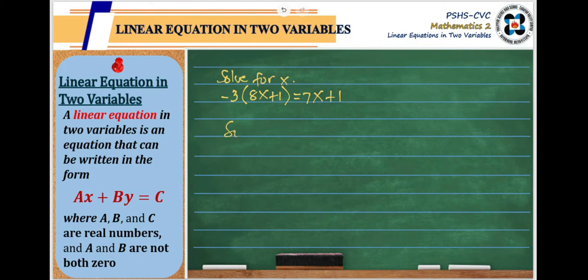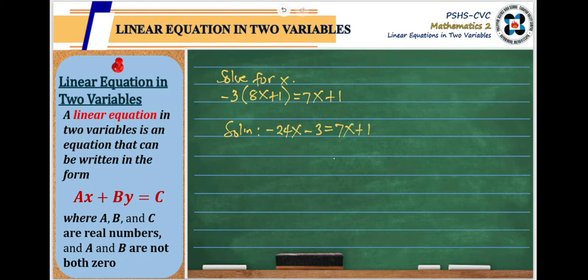So for the solution, here we're going to multiply 8x plus 1 by negative 3. So we're going to apply the distributive property here. Negative 3 times 8x is equal to negative 24x, and then negative 3 multiplied by 1 is negative 3. And this is equal to 7x plus 1.